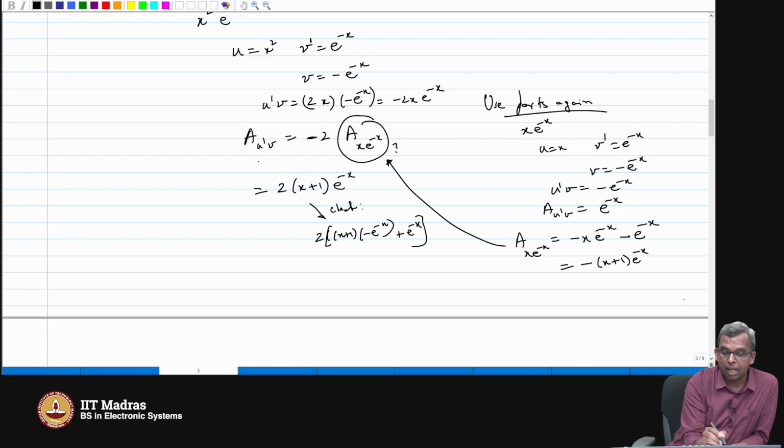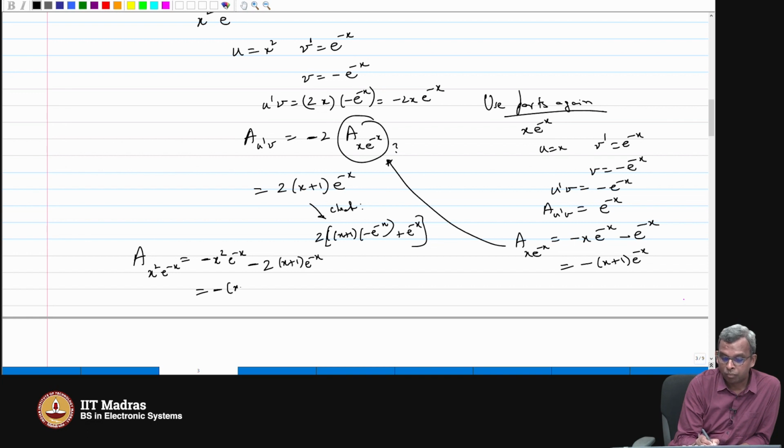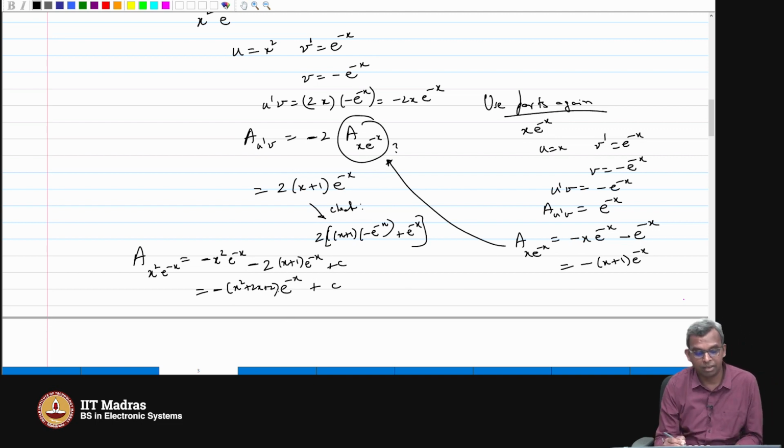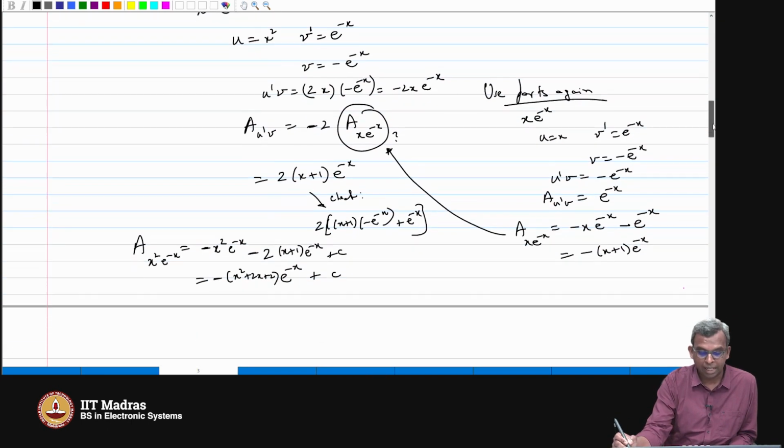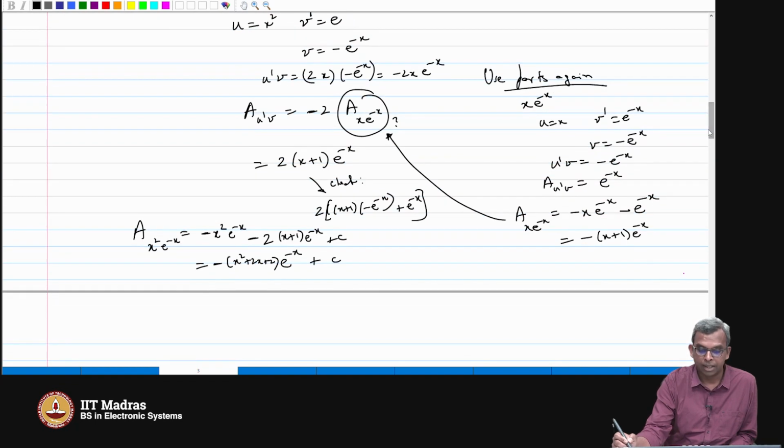So, this is u v prime. So, for x squared e power minus x, the antiderivative is just u v, which is minus x squared e power minus x, minus this guy, which is 2 times x plus 1 e power minus x. You can write it differently if you like: minus x squared plus 2x plus 2 times e power minus x. So, that is the antiderivative plus c; you can add a plus c at the very end. So, you saw how I went ahead and found the antiderivative, and once you find the antiderivative, it is really easy.